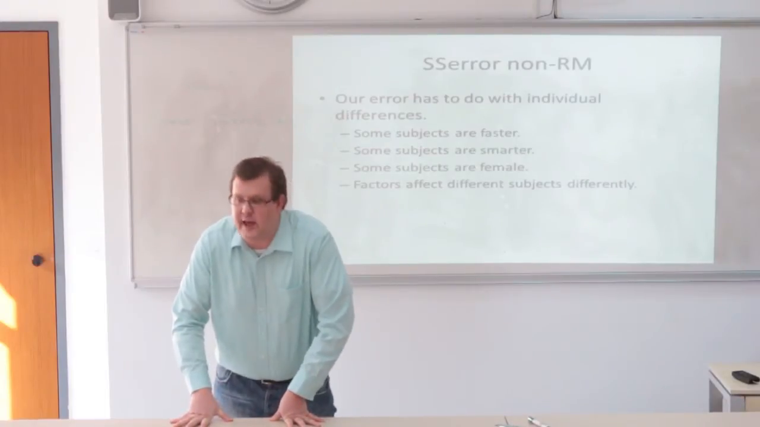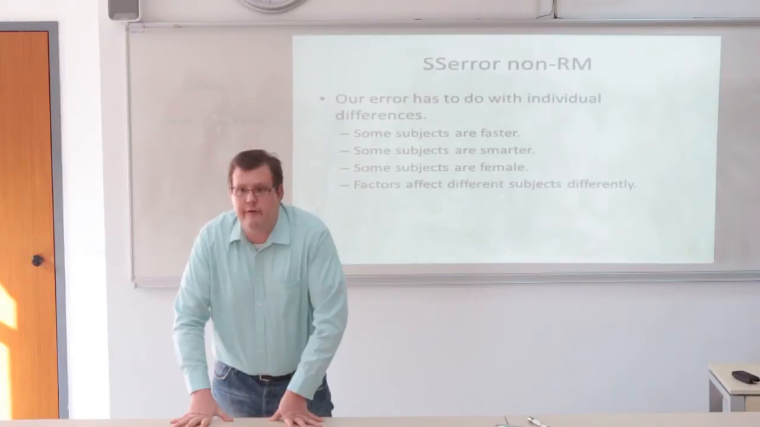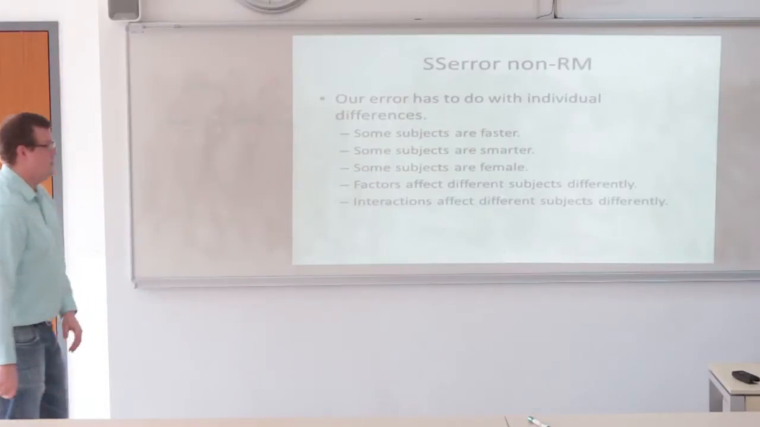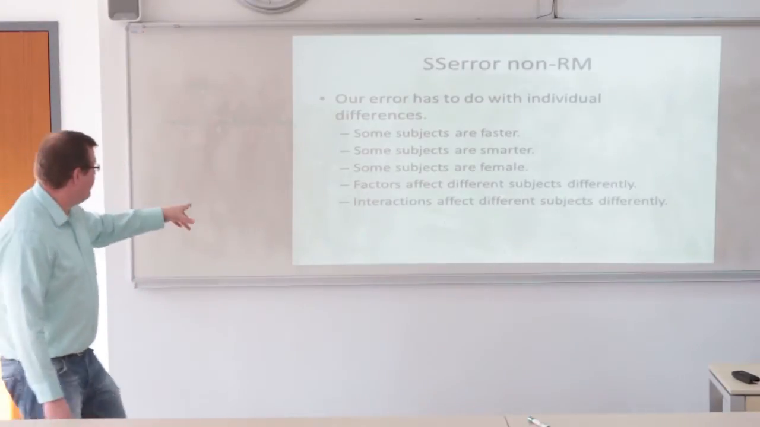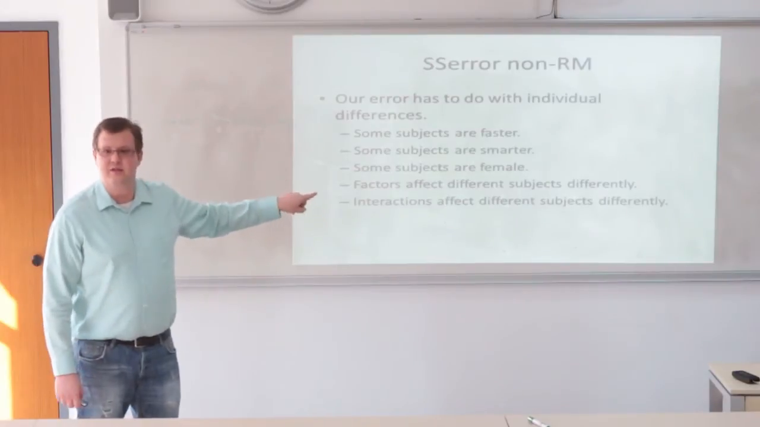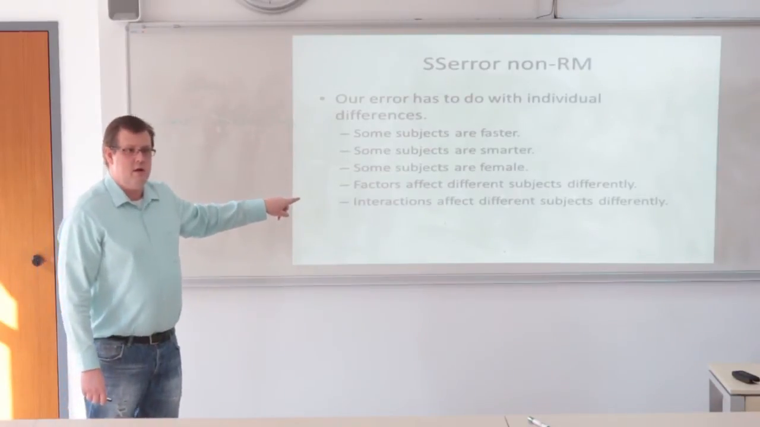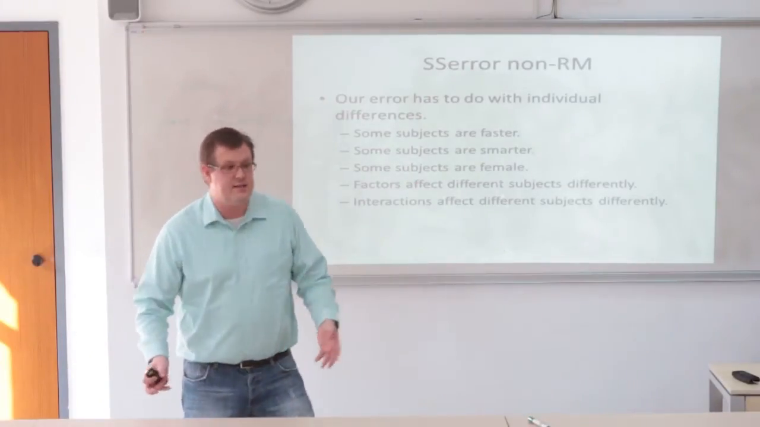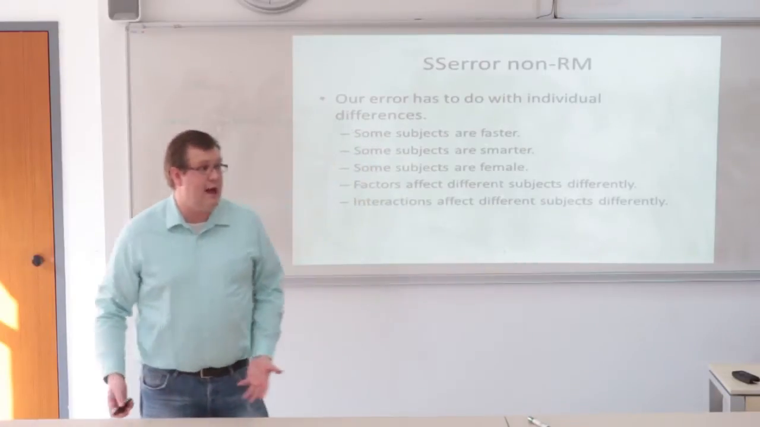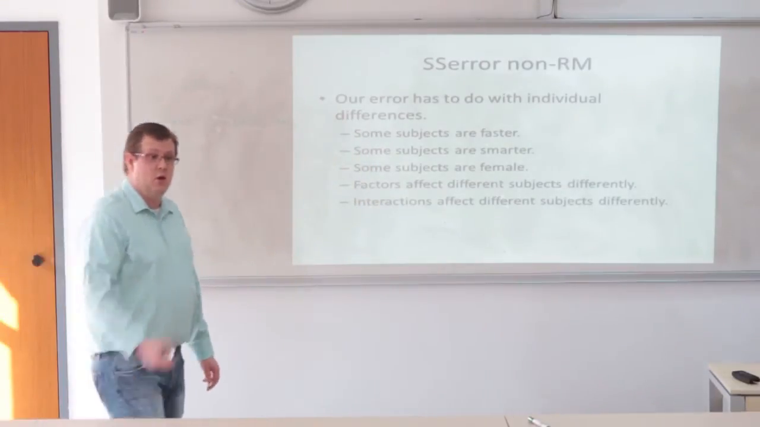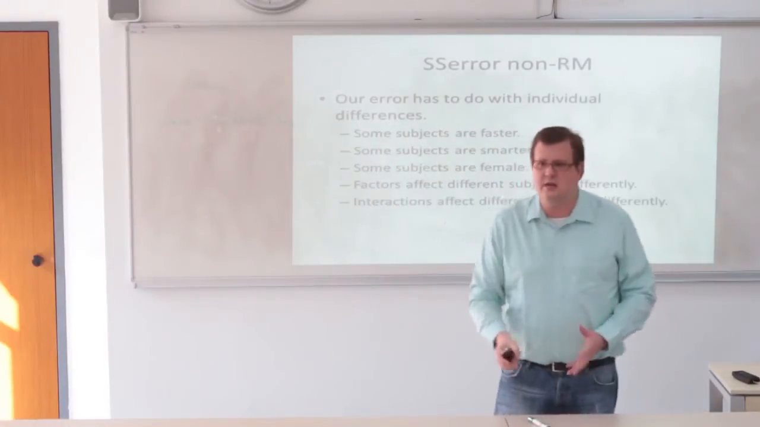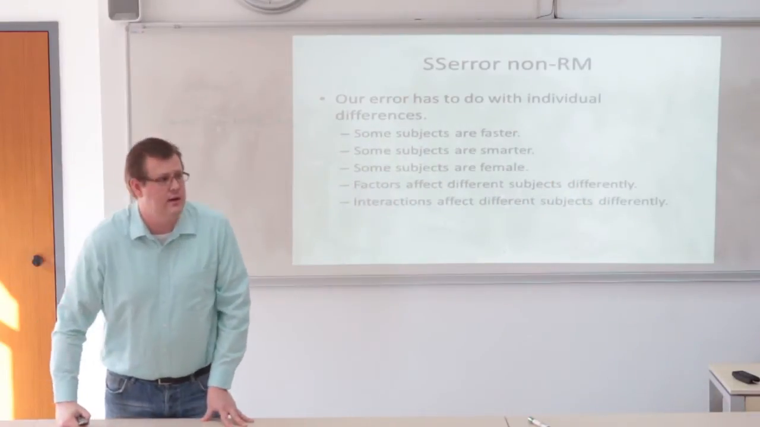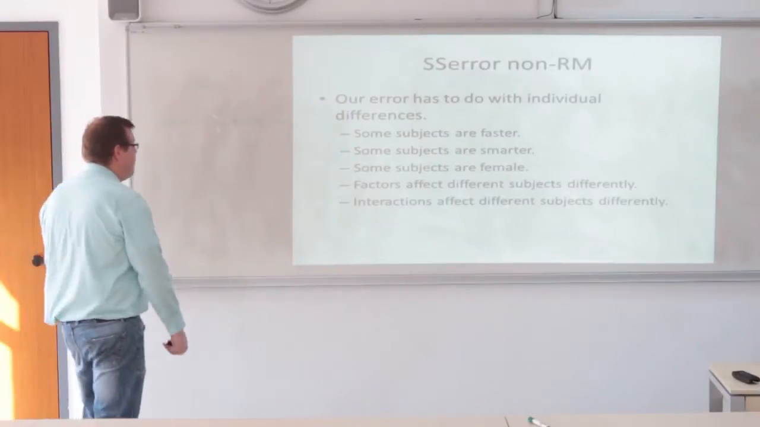But we have more than just effects when we have a two-way ANOVA. What else do we have? Interactions. So our error also could contain differences that have to do with how the interactions affect different people, right? So maybe getting no cue for some type of list doesn't matter for one person, but it matters a whole lot for someone else, right? So her with her colors, getting the cue doesn't help her at all. But getting the cue helps you a lot because you don't care about colors, right? So the interactions also could affect different subjects differently.